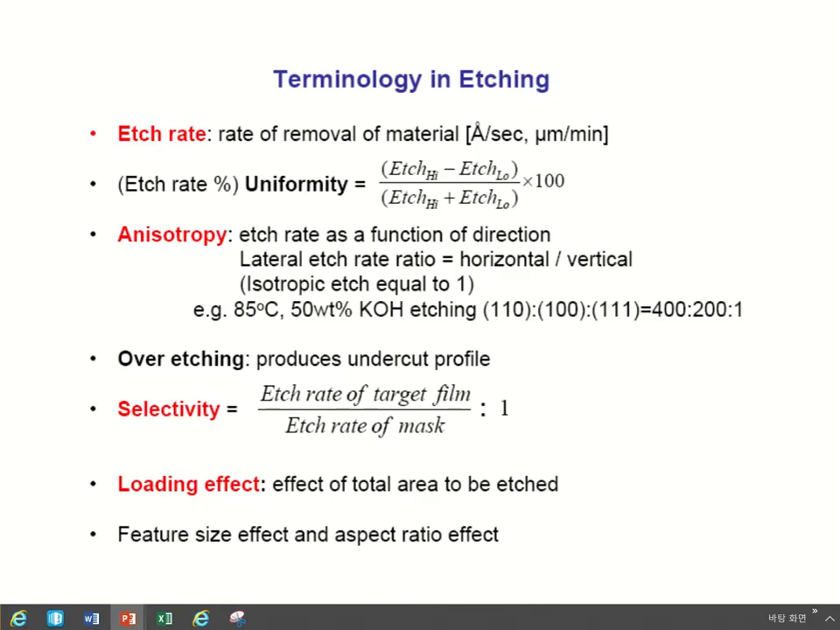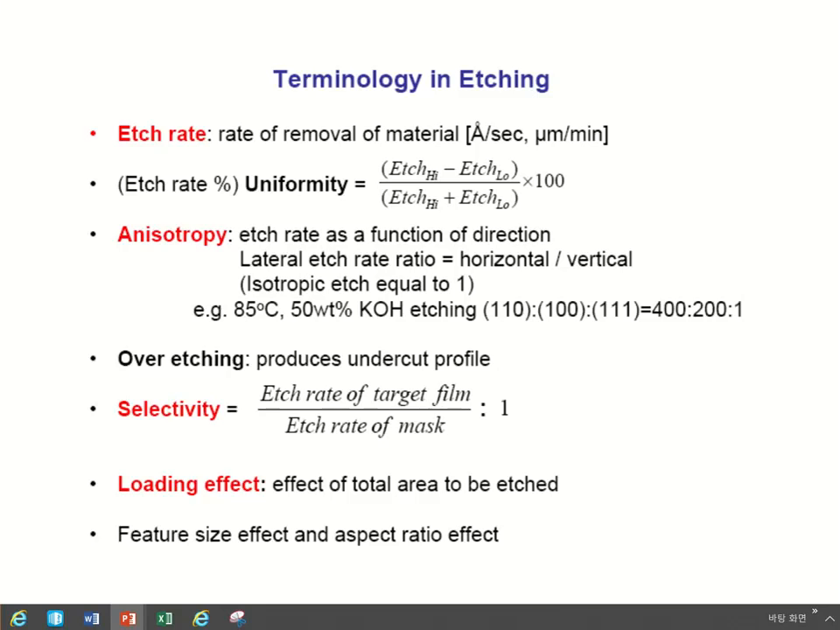Over etching means it produces the undercut profile. That means you etch more than you necessary to do. And selectivity is basically the ratio between the etch rate of your target film versus your etch rate of a mask, right?